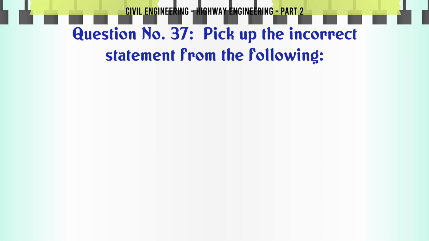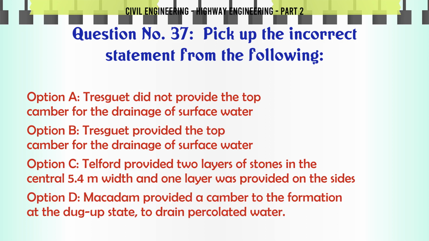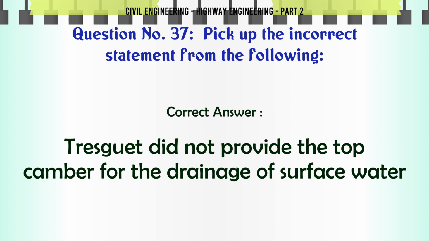Pick up the incorrect statement from the following. A. Transverse did not provide the top camber for the drainage of surface water. B. Transverse provided the top camber for the drainage of surface water. C. Telford provided 2 layers of stones in the central 5.4 m width and 1 layer was provided on the sides. D. Macadam provided a camber to the formation at the dug-up state to drain percolated water. The correct answer is Transverse did not provide the top camber for the drainage of surface water.